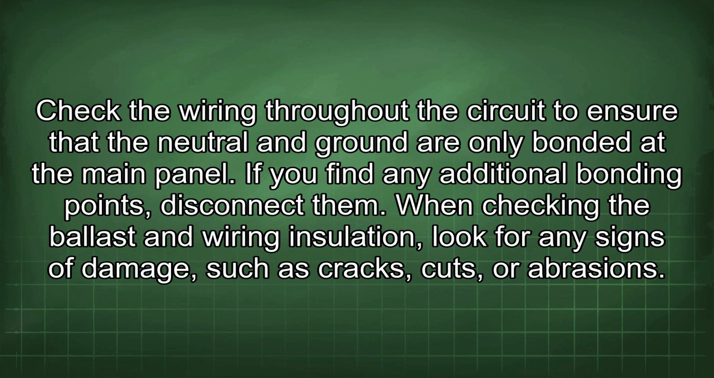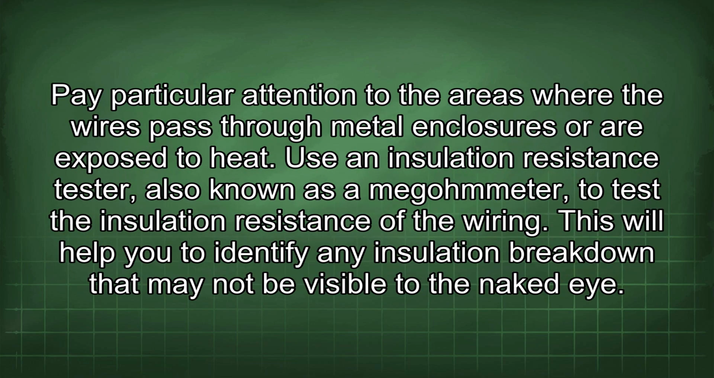If you find any additional bonding points, disconnect them. When checking the ballast and wiring insulation, look for any signs of damage, such as cracks, cuts, or abrasions. Pay particular attention to the areas where the wires pass through metal enclosures or are exposed to heat. Use an insulation resistance tester, also known as a megohmmeter, to test the insulation resistance of the wiring. This will help you to identify any insulation breakdown that may not be visible to the naked eye.